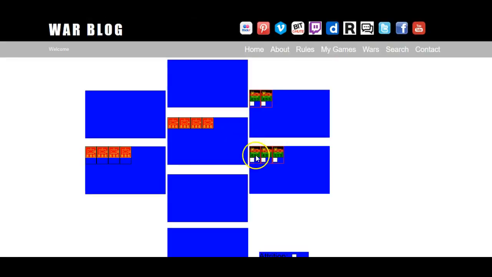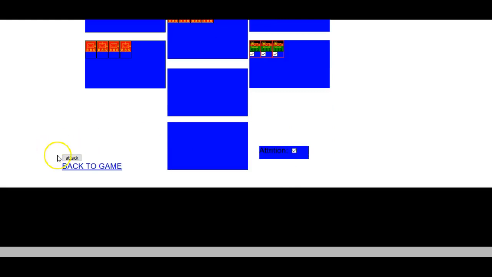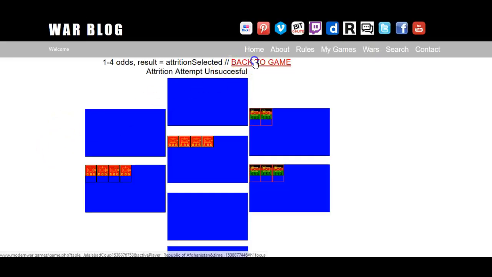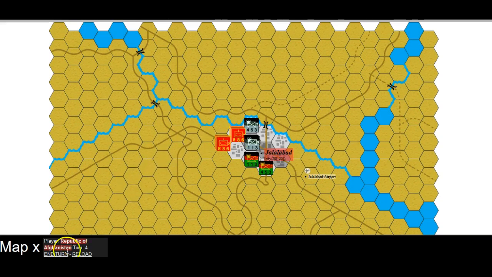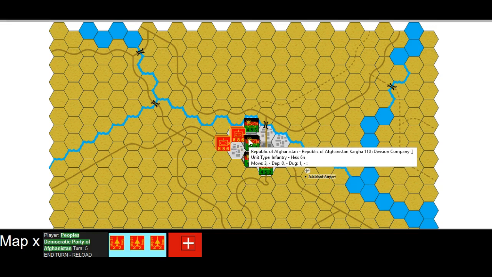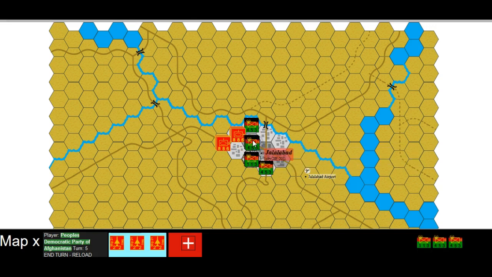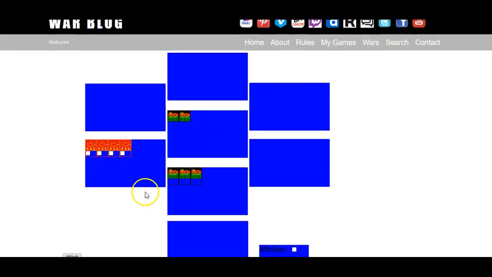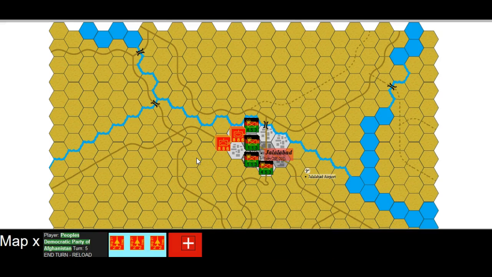We can do an attrition here. One to 4. Nope. Right. Which one do we want to take out this time? Depression 3, 0, 0. This is a weak stack. Let's pummel that first. Oh, before we do that, let's dedicate our air power somewhere.